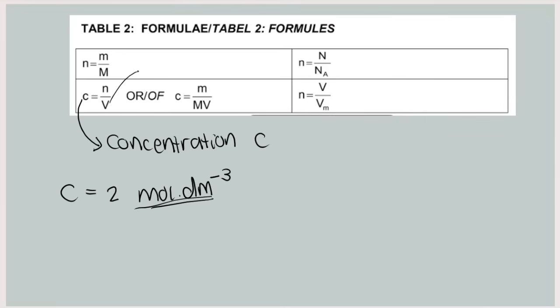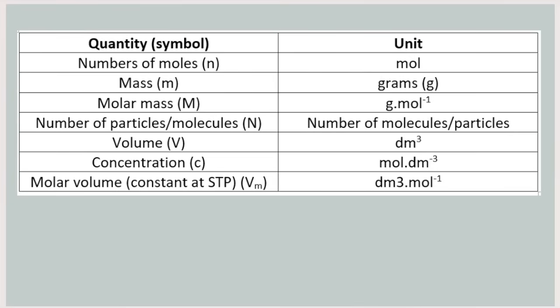So for volume, for example, the symbol is V, but the unit in stoichiometry is cubic decimeters. You need to know those things. So this is a little bit of a summary table to help you know the difference between the quantity and the symbol and the unit that it is measured in.